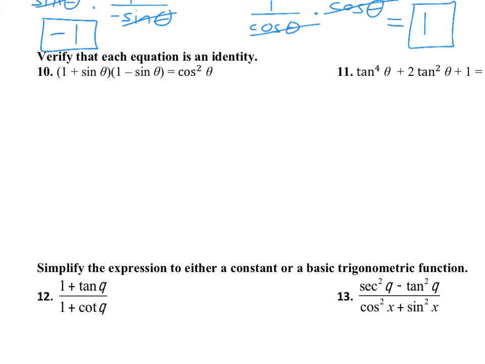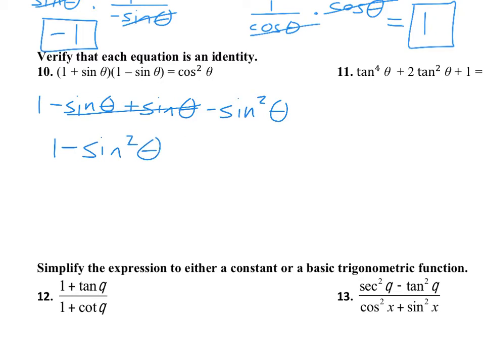Okay, now we're going to verify some identities. I prefer to play with the more complicated side and try to make it look like the simple side. So first thing I'm going to do is FOIL that out. 1 times 1 is 1. Negative sine theta looks like it's going to cancel with the positive sine theta. And minus sine squared theta. So these cancel out. We have 1 minus sine squared theta.